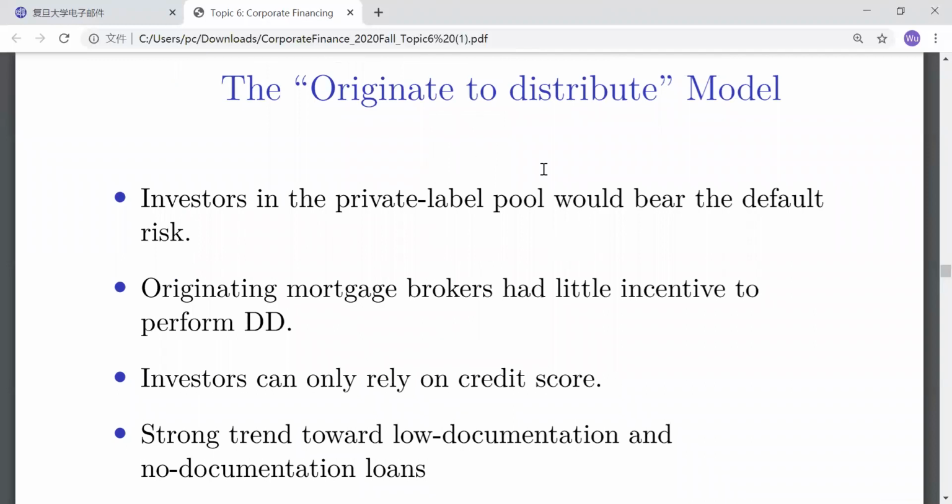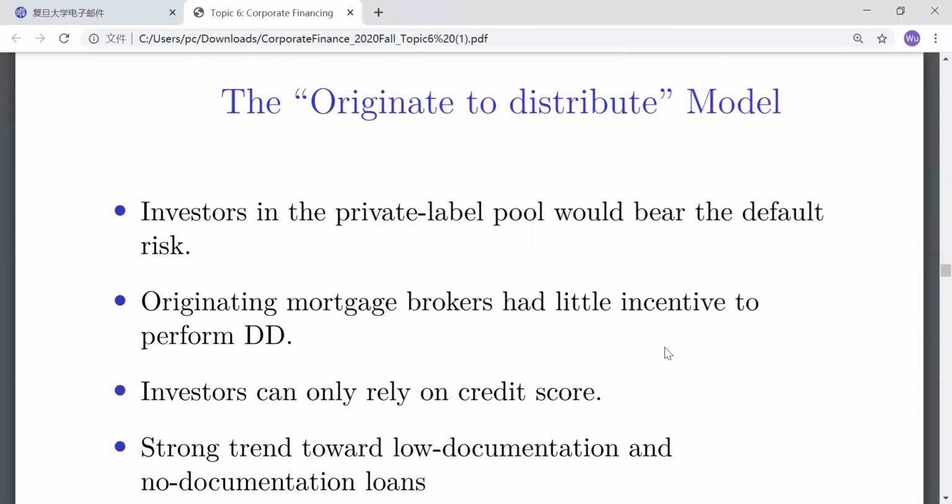So this is the originate-to-distribute model, right? Originating mortgage brokers had little incentive to perform due diligence. This is the new model that we're talking about. Before the financial crisis, there was this pool called a private label pool, which is usually a pool of mortgage loans with a very high likelihood to default, in other words, bad mortgages. Investors in this private label pool bear the default risk, and originating mortgage brokers have little incentive to perform due diligence.